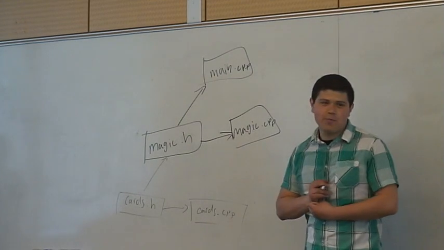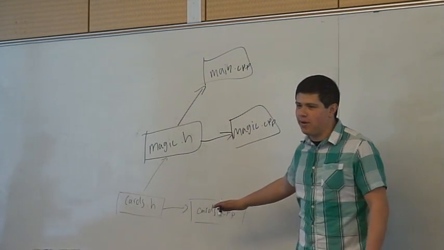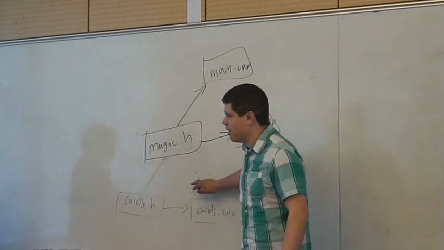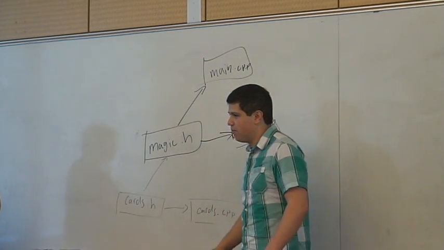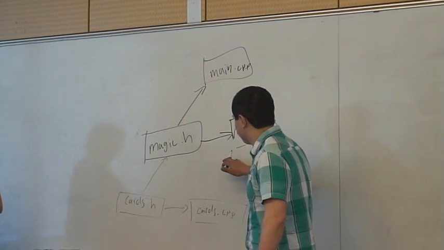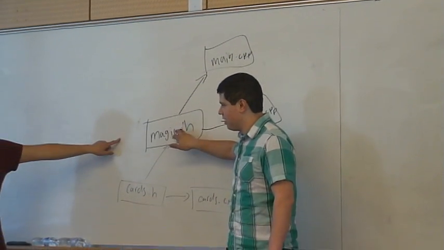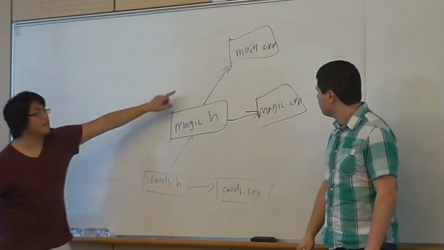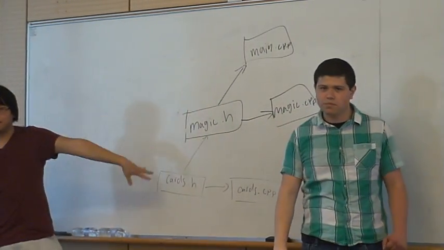So what else? We have a card class apparently, and the declaration is cards.h, and we have a magic class. The magic class is declared in magic.h and uses card. Yeah, it uses cards. And then main uses magic. Does that make sense? Just flow.